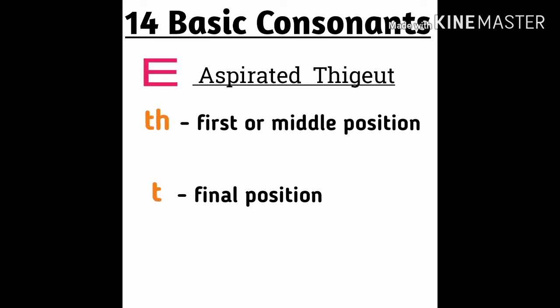The next basic consonant is the aspirated tigut. The rules are, if it is placed in the first or middle position, its sound value will be th. Let's say for example, this one, the aspirated tigut is placed in the first position and in the middle of two alphabets. It will sound as th. We will pronounce this word as tomato.